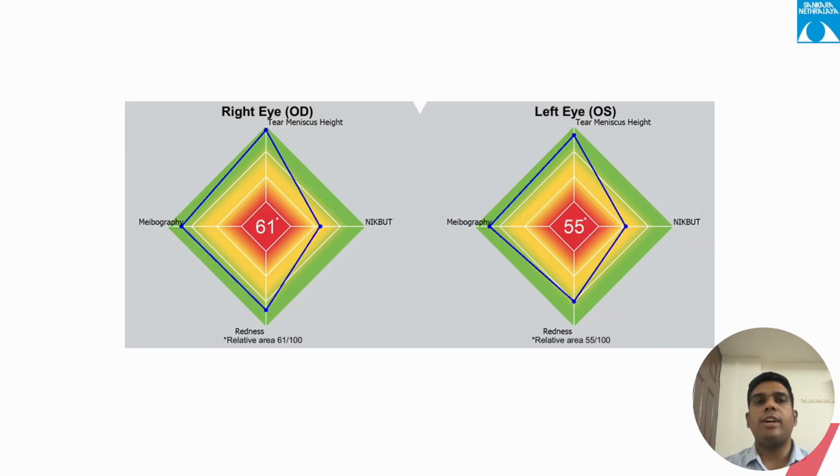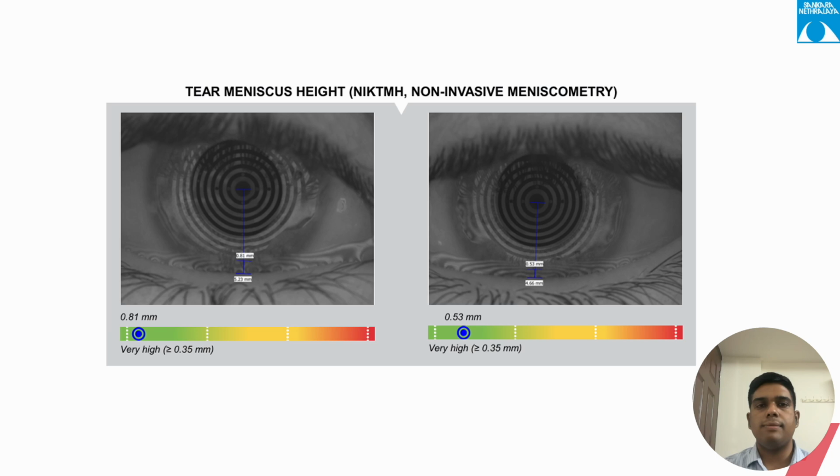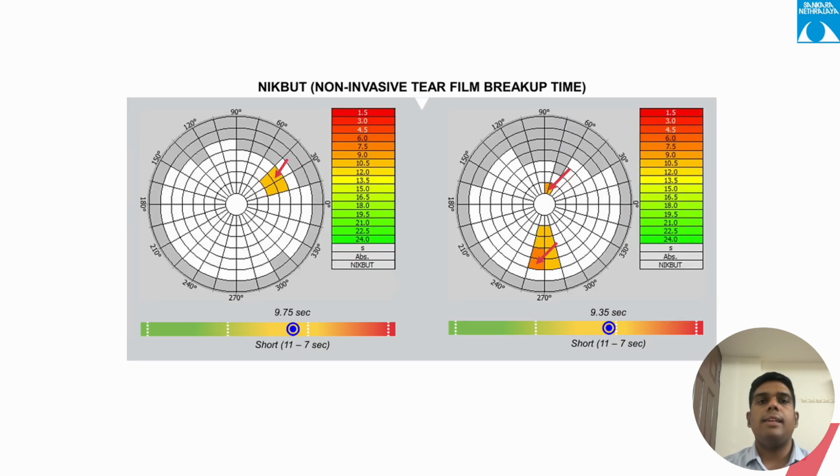So here is his keratograph report. The diamond report for both eyes is shown side by side. Notice how the shape is skewed towards the abnormal parameters, like there is a shape reduction along the NIKBUT time, which is consistent with MGD. The tear meniscus height of this patient is within normal limits, and the NIKBUT pattern, note the early breakup patterns.